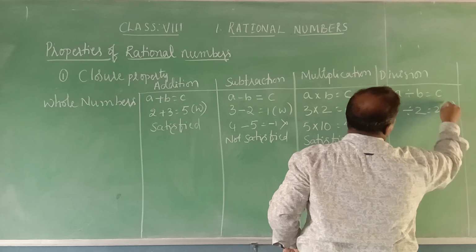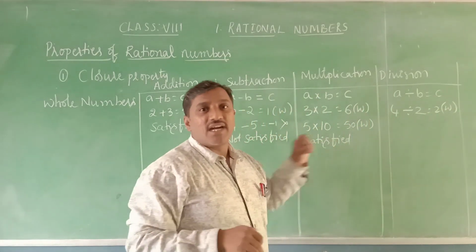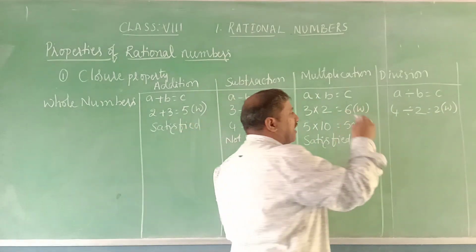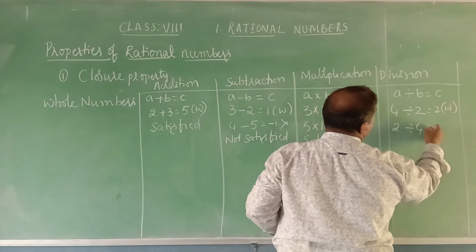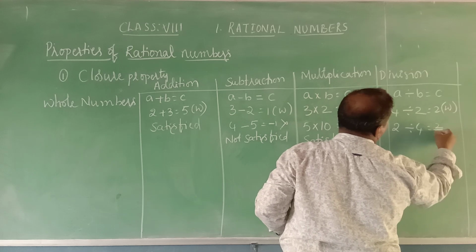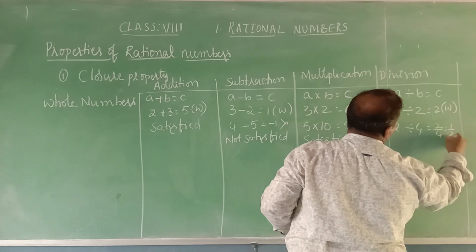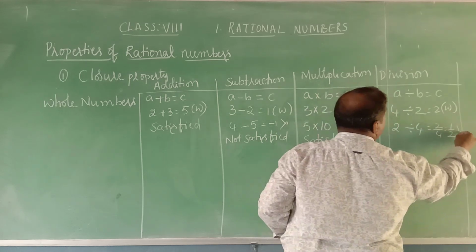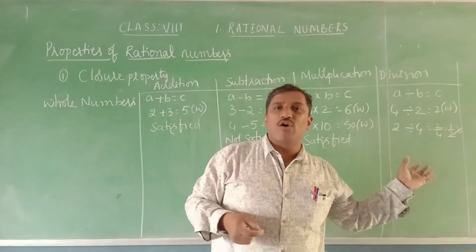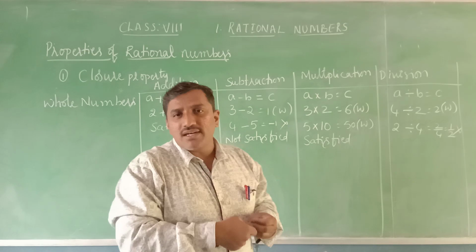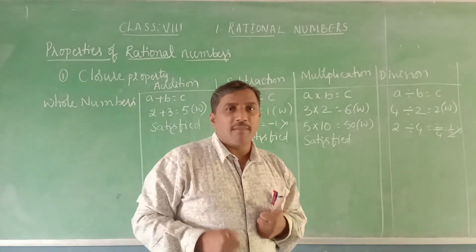2 is a whole number, so it is satisfied for that example. We will consider one more example. Let a is 2 and b is 4. 2 divided by 4 means 2 by 4, that is 1 by 2, which is not a whole number. 1 by 2 is not a whole number.